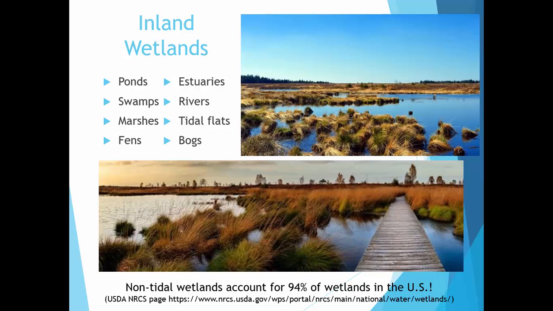Inland wetlands include a lot of different types of wetlands, and these account for about 94% of all wetlands in the United States. So they are the largest by far type of wetland that we have. And they include many different types, I've listed about 8 here: ponds, estuaries, rivers, swamps. Some you may not have heard of: fens and bogs, marshes, and tidal flats. So all of these are inland wetlands, and most of these are not contacting the salty ocean water, and so most of these are fresh water.